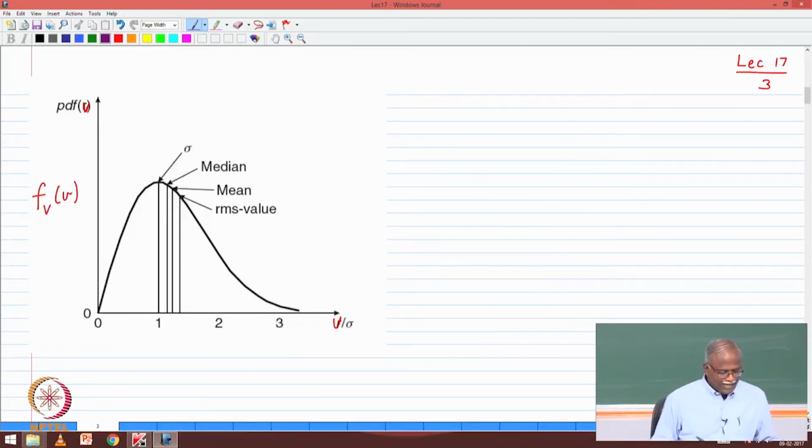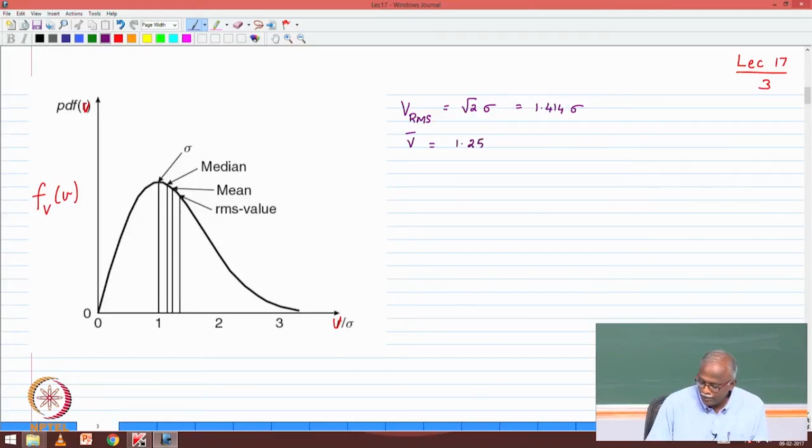Now, another element that I had encouraged you to look at is the shape of the PDF, and the reason for this is the different values that we computed in the last class. Let me just write that down. So V RMS is root 2 sigma, or 1.414 sigma, the mean value V bar comes out to be 1.253 sigma, and the median value V50 comes out to be 1.177 sigma. Again, three values, and you can see approximately where they lie.